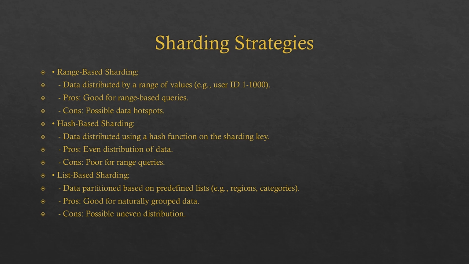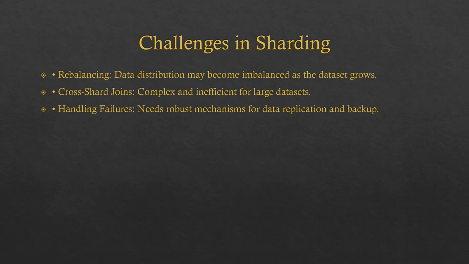There are several strategies for sharding data. Range-based sharding divides data into specific ranges, like user IDs from 1 to 1000. While effective for range queries, it may result in hotspots. Hash-based sharding uses a hash function to distribute data evenly but may not support range queries efficiently. List-based sharding assigns data to predefined lists, which works well for group data but might cause uneven distribution.